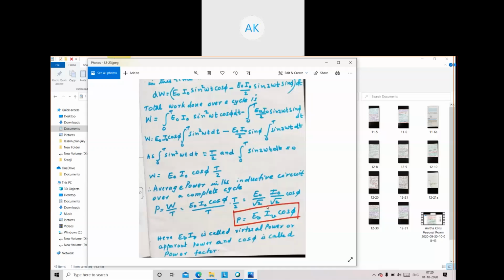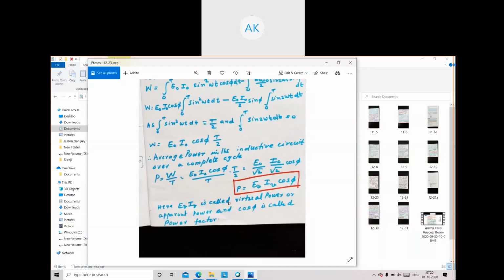And what is E 0 by root 2? First derivation was that in AC. E 0 by root 2 is EV, virtual value, and I 0 by root 2 is IV. So, EV, IV, cos phi. That is the power in an AC circuit. Understand? So, very important derivation, power in AC circuit. Here EV into IV is called virtual power. This is true power. This is virtual power, or it is also known as apparent power. And cos phi is called power factor.